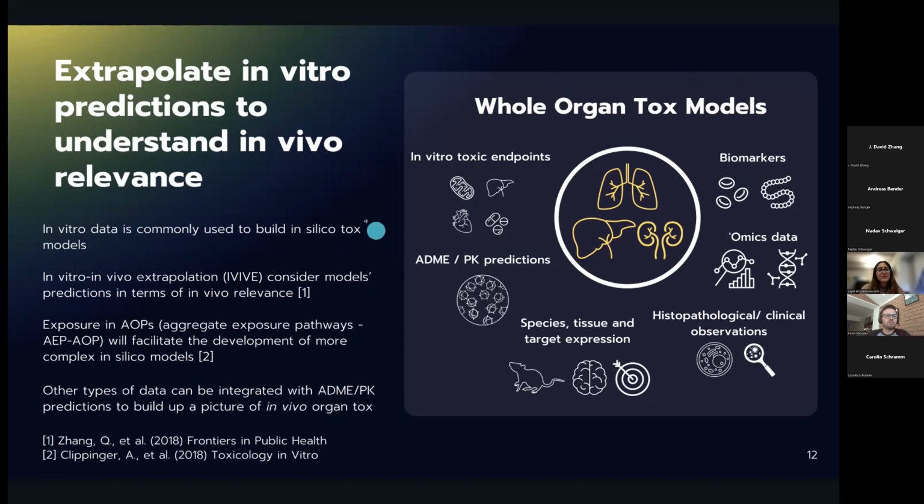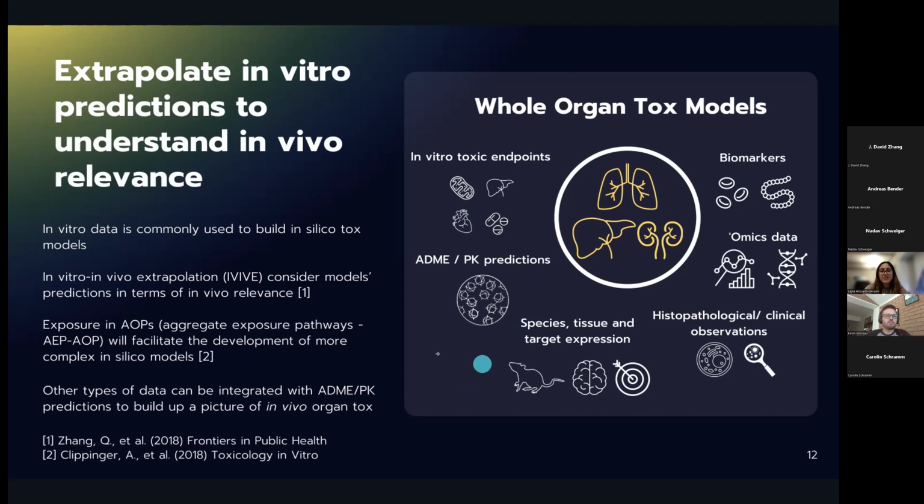We've seen a lot of talks today considering models' predictions in terms of in vivo relevance. There are also advances in adverse outcome pathways, which are being integrated with aggregate exposure pathways, which essentially are then able to identify the likelihood of a molecular initiating event happening based on predicted exposure. But as well as this, other types of data can be integrated to build up a picture of in vivo organ tox. And these data are becoming more and more abundant and available nowadays.